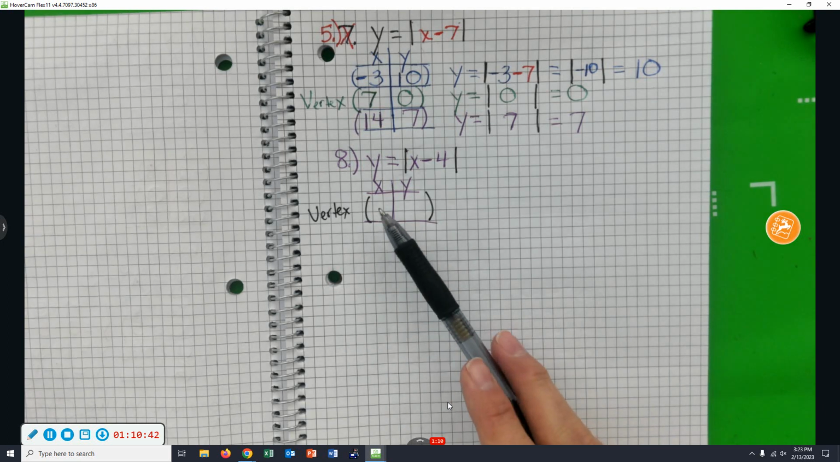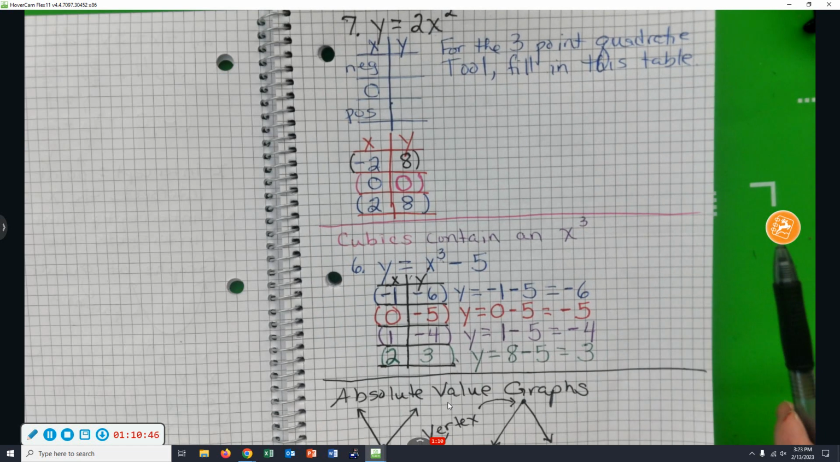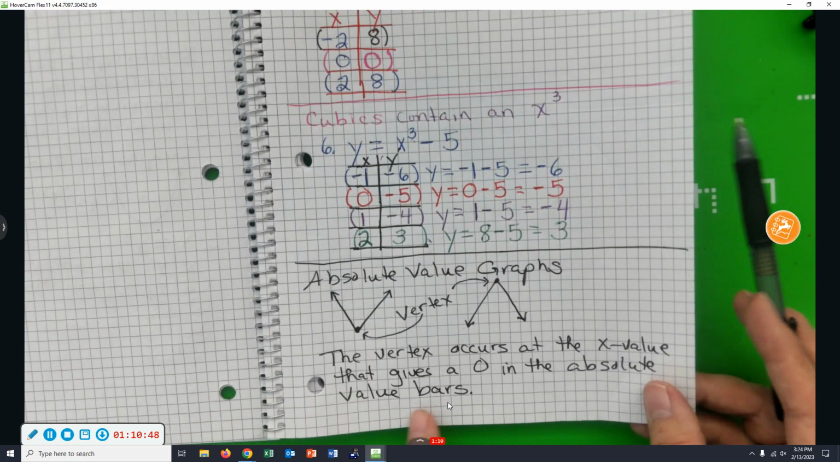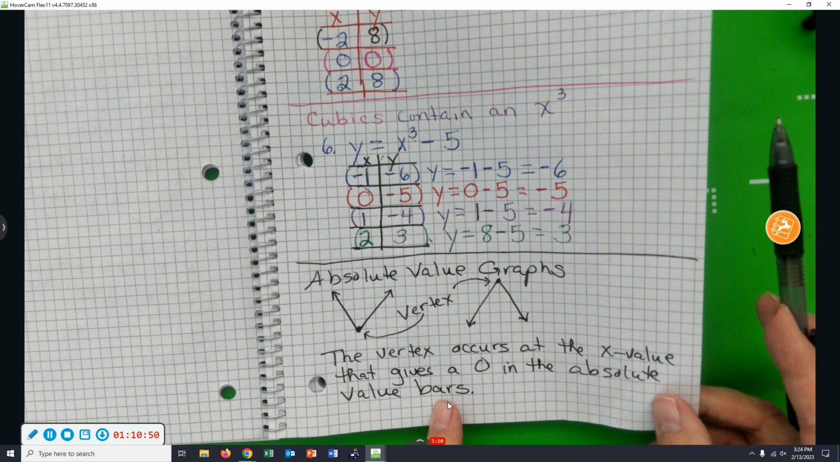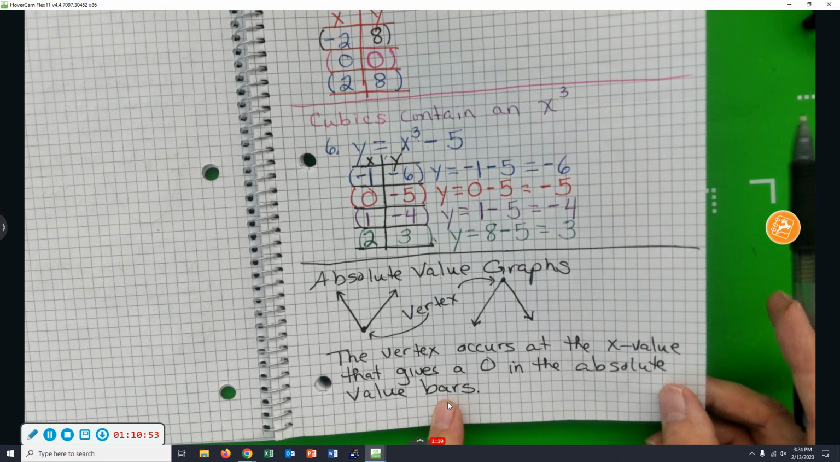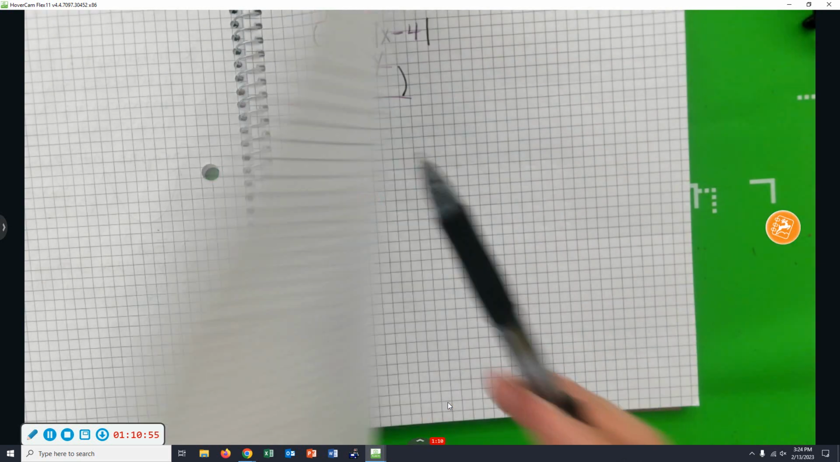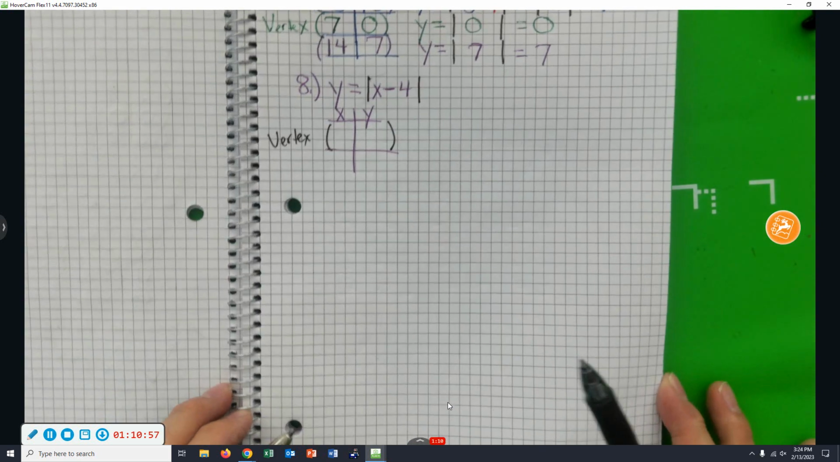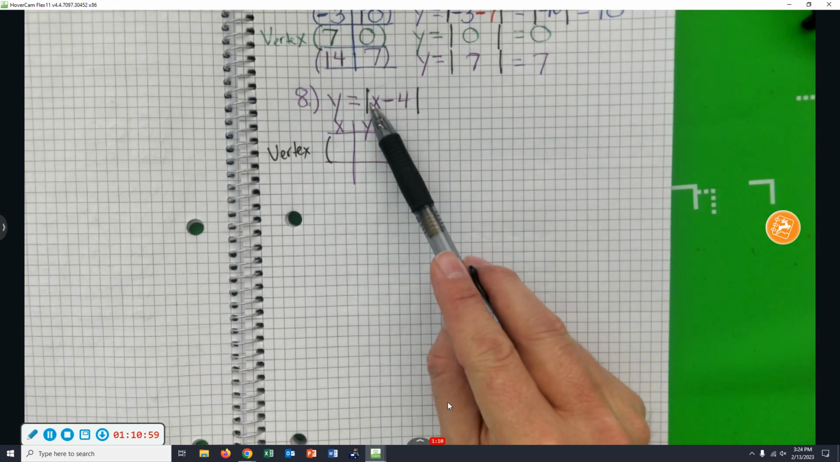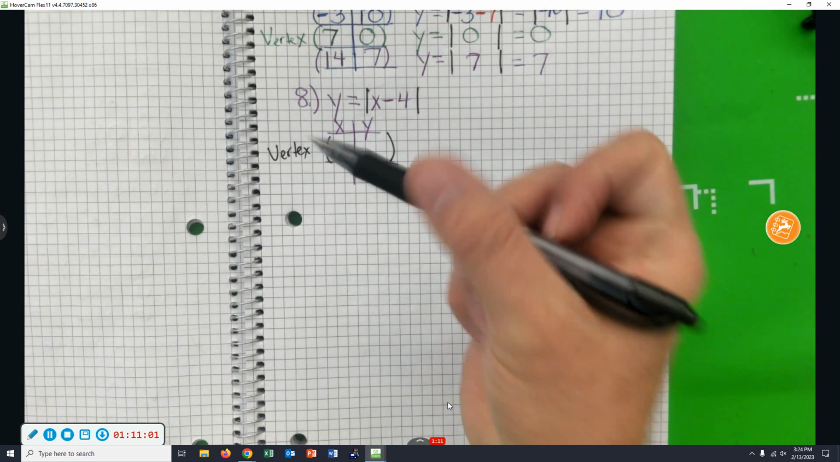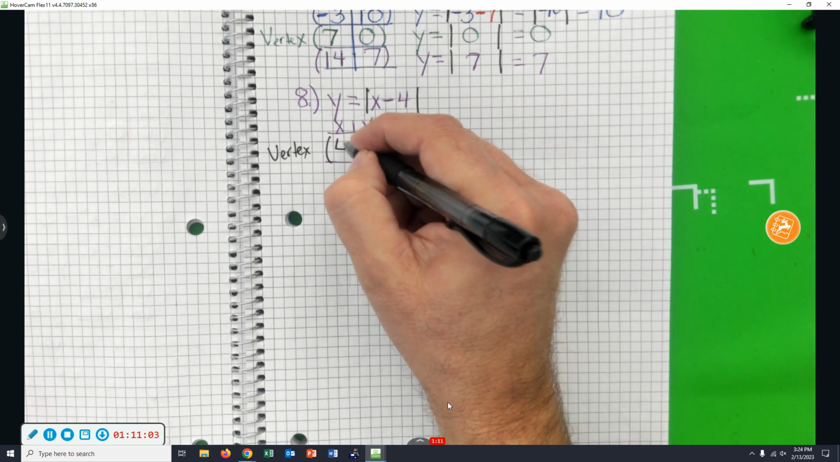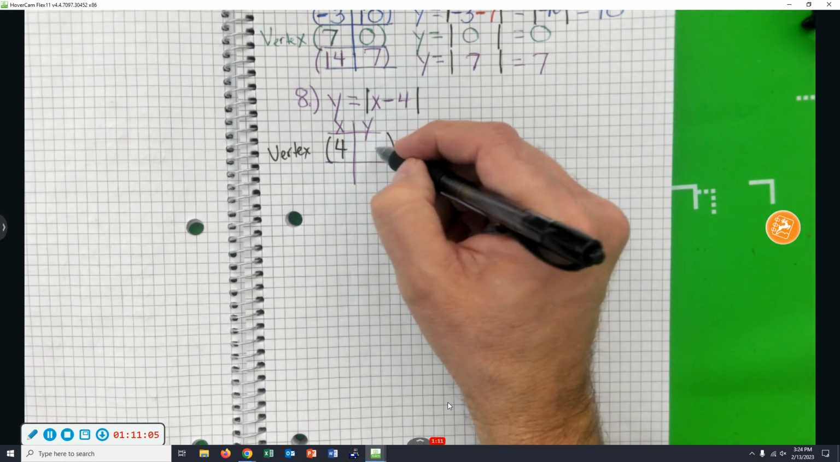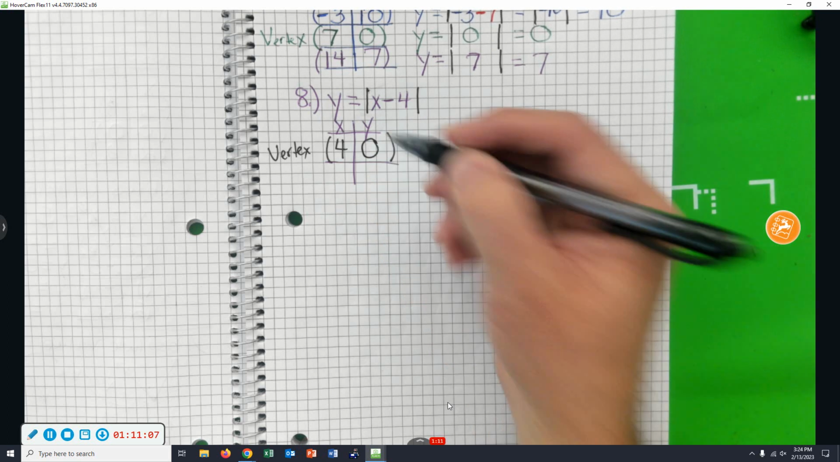Well, how do we find that vertex? Oh, it's 4. The vertex is at the x value that gives you a 0 inside the absolute value bars. Y'all agree that 4 is the number that would give you a 0. If you plug the 4 in for x, wouldn't that give us a 0 inside the absolute value bars?